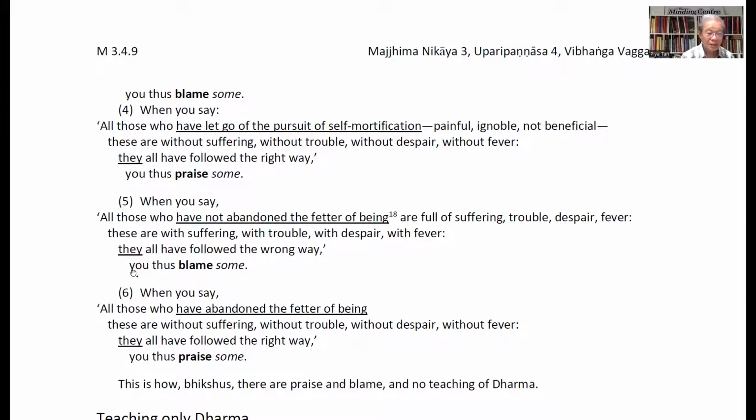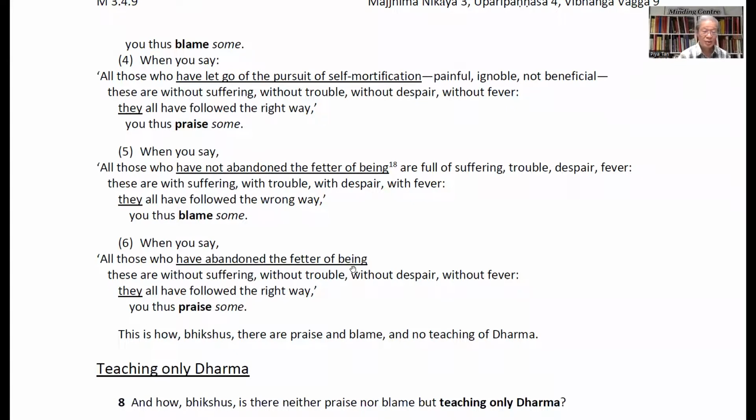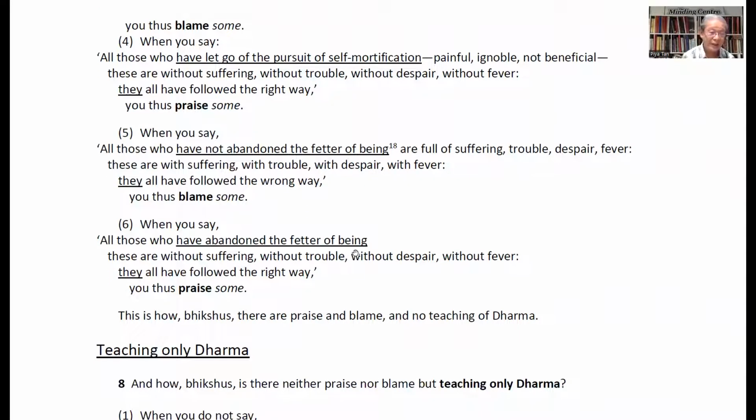Number 6, when you say, "All those who have abandoned the fetter of being," it is the opposite of this. These are those who have abandoned the wish to be reborn, getting caught up with rebirth. They are without suffering, without trouble, without despair, without fever. "They all have followed the right way."